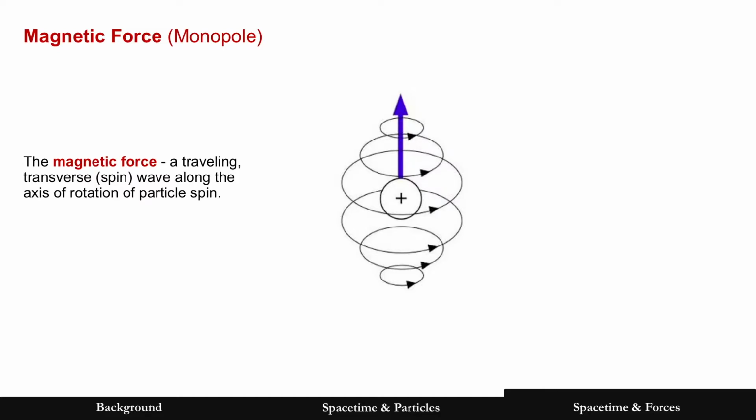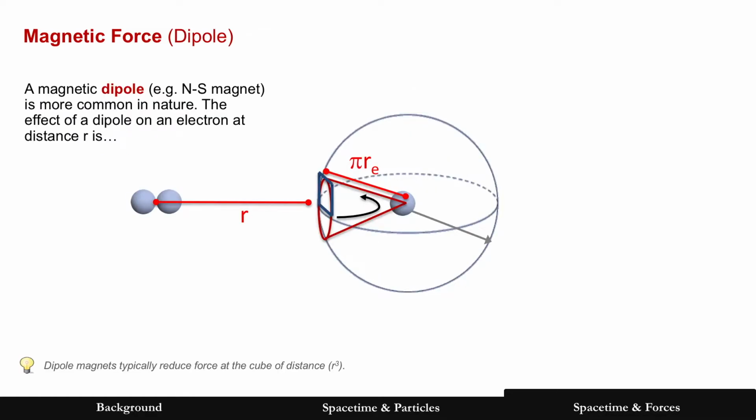It's basically a spin wave, depending on your view, what you're looking at. It looks like a transverse wave. But due to spin along the axis of rotation, you get a magnetic force. For a single particle, that's a monopole. But a dipole is more common, by pairing of particles together, such as a magnet with north and south ends. And so imagine a magnet that has that north and south, and then the electron at a distance r, and the force or effect on that electron.